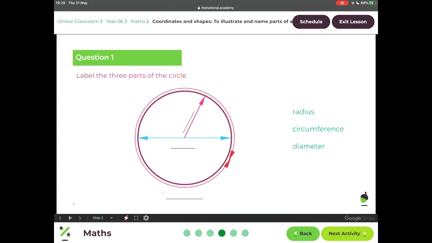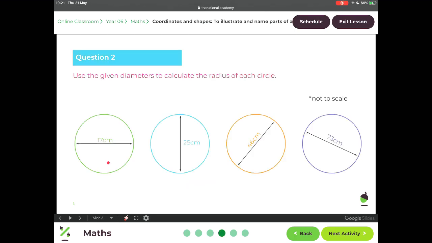So question 1, label the 3 parts of the circle. So this is the radius here, this is the diameter, and this is the circumference. Question 2, use the given diameters to calculate the radius of each circle. So this circle would have a radius of 8.5 centimeters. This one would have a radius of 8.5. This one would have 12.5 centimeters. This one would be 23 centimeters, and this one would be 36.5 centimeters.